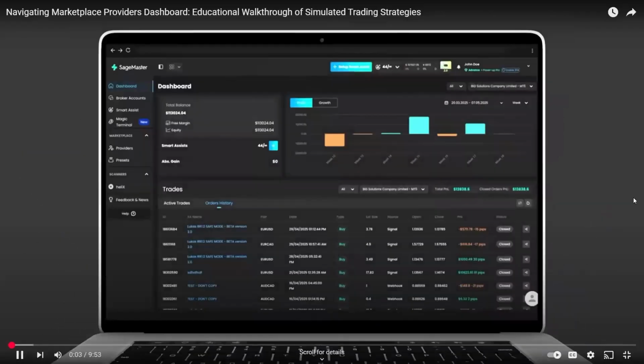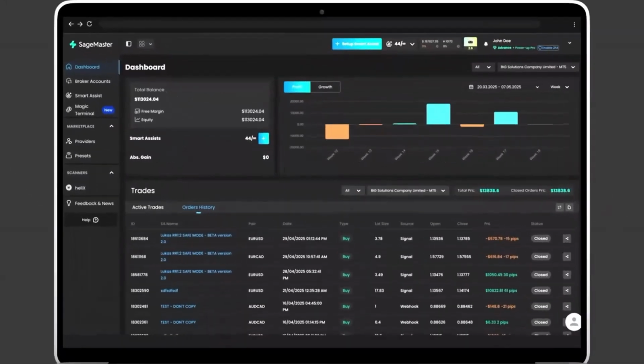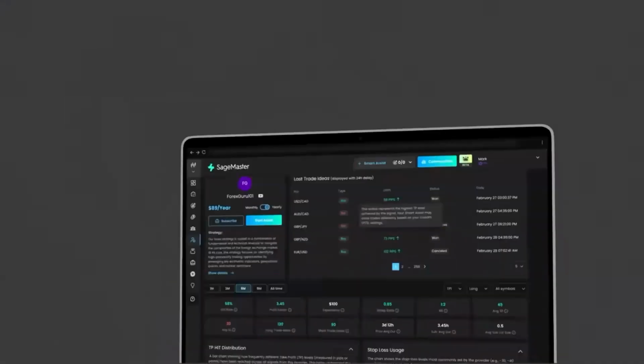Welcome to your quick tutorial on how to navigate and get the most value out of the Trade Idea Provider page. Whether you're a new subscriber or just exploring, this guide will walk you through everything you need to know.